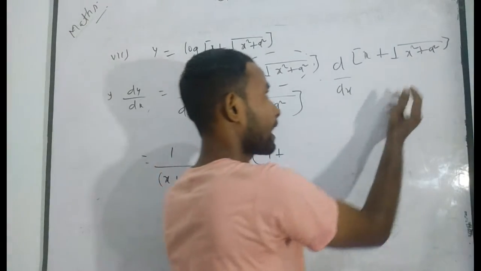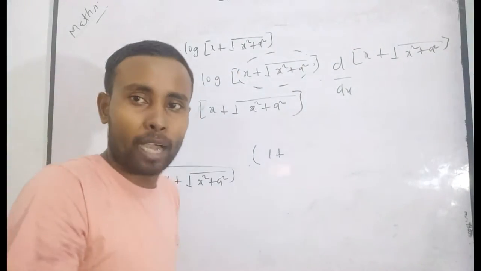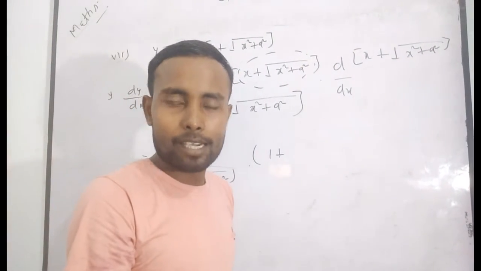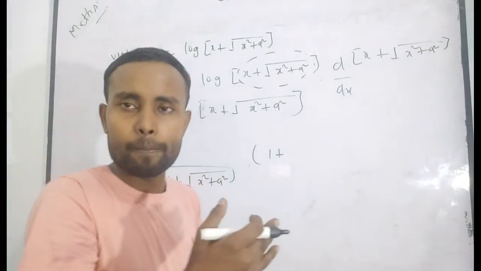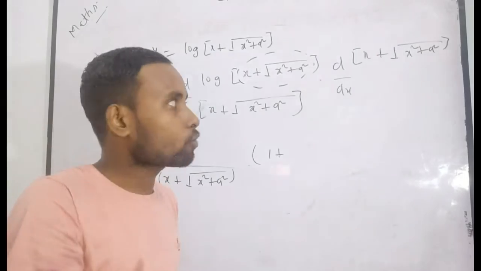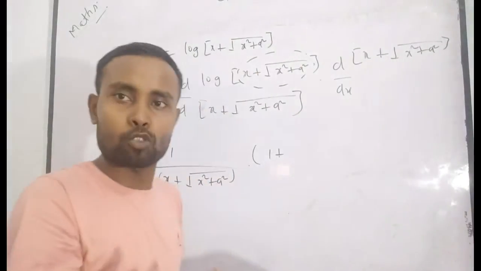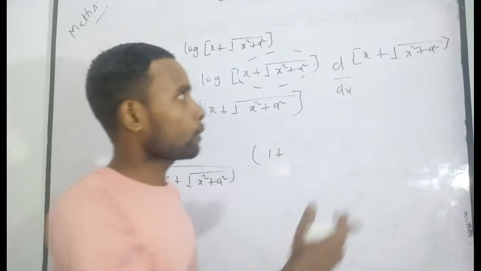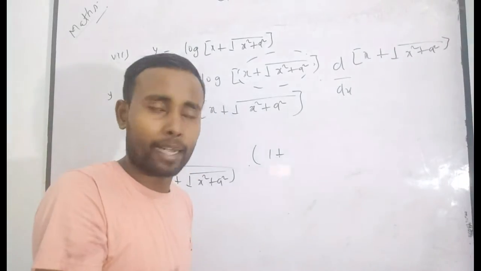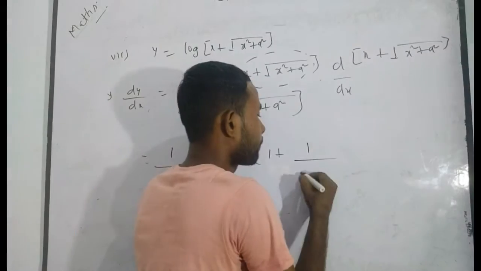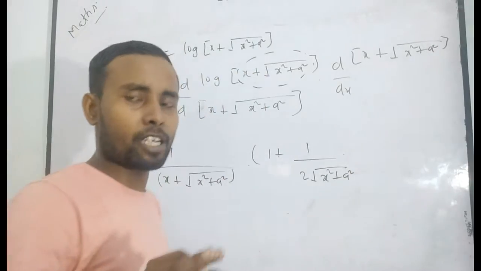Now if you differentiate this function, that means root x square plus a square with respect to x, you can't differentiate it directly. So first of all you have to differentiate root x square plus a square with respect to x square plus a square. When you differentiate root x square plus a square with respect to x square plus a square, it becomes 1 upon 2 root under x square plus a square, into, again you have to differentiate x square plus a square with respect to x.